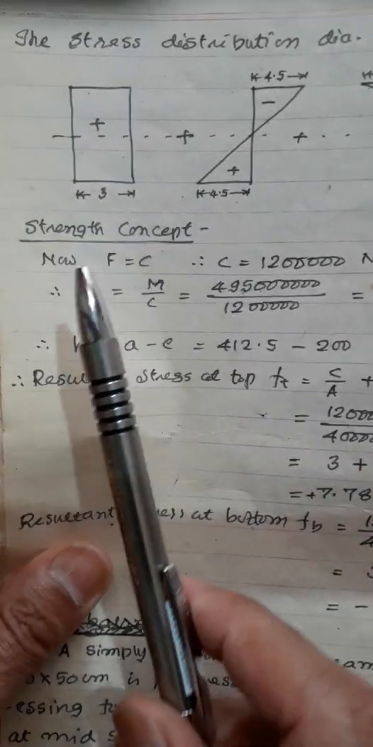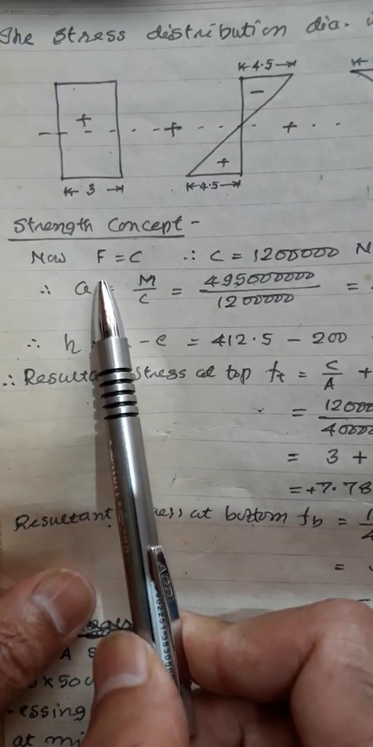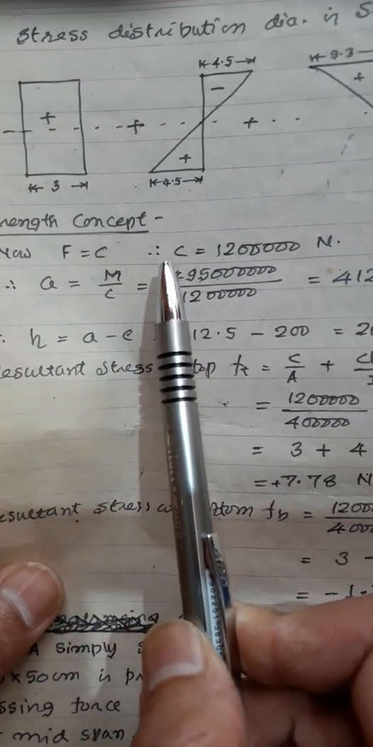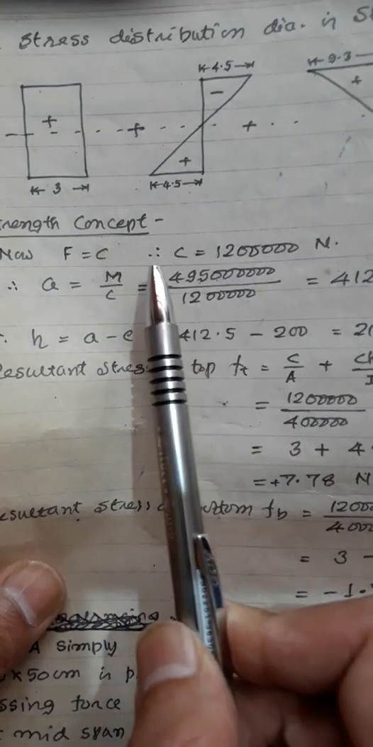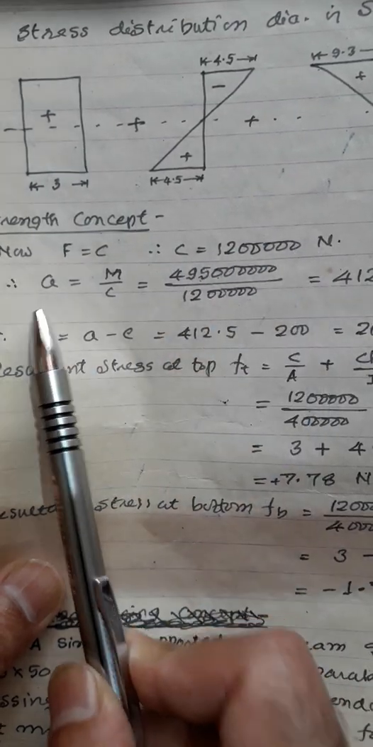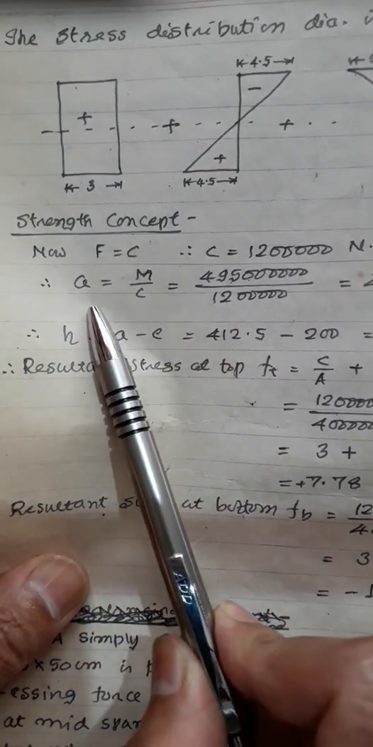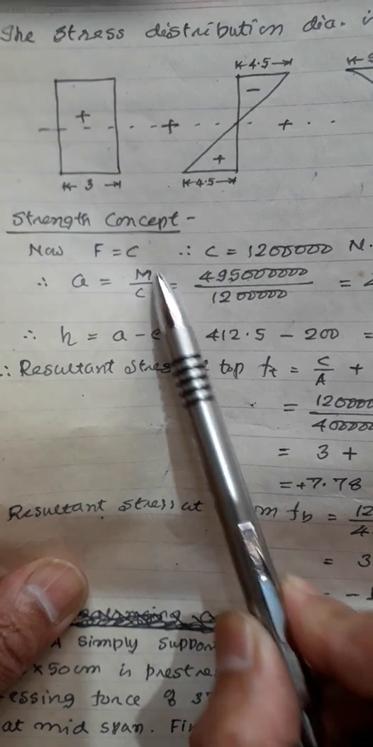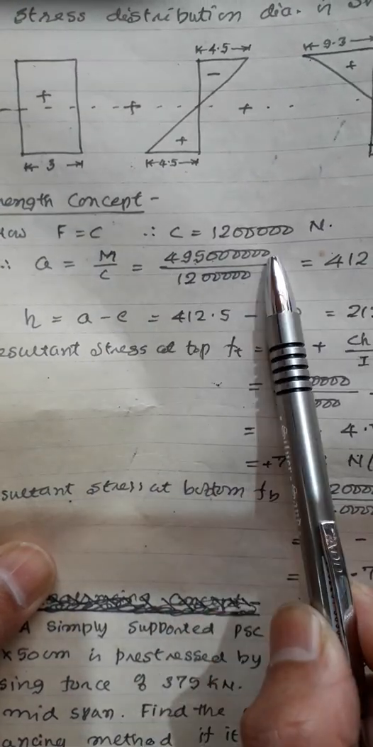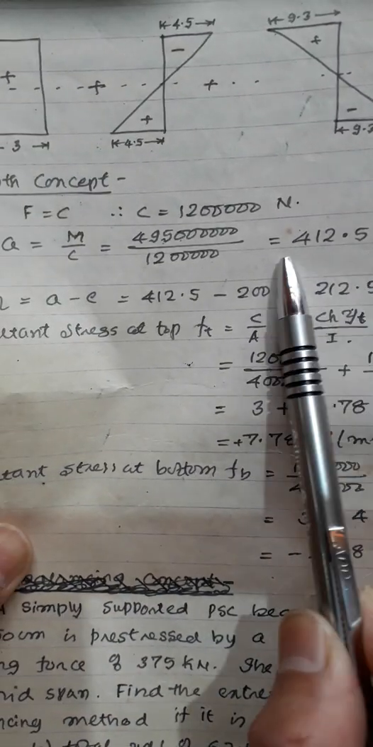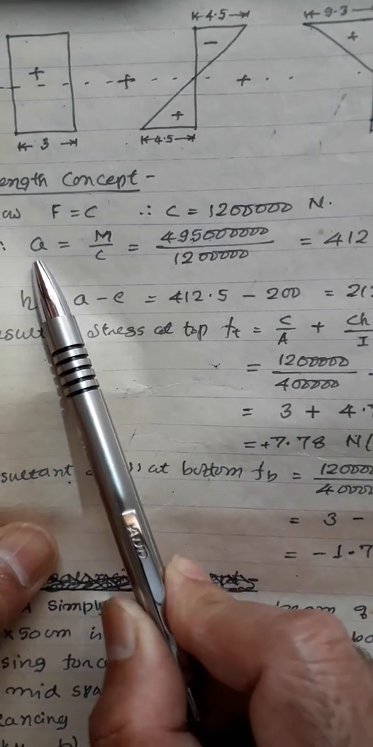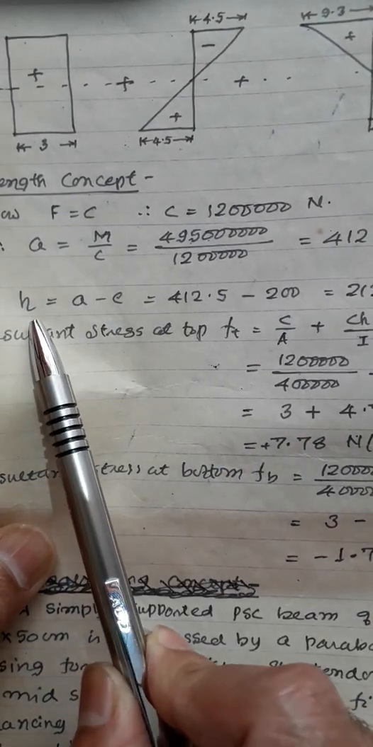Now we shall go for the strength concept. In the strength concept, you know that F is equal to C. The F value, you know, is now 12 lakh, and it is equal to C. Now I can easily calculate the lever arm A. It is M by C or M by F. M also you know, C also you know, so it will give me so much. This is your lever arm A, 412 mm.